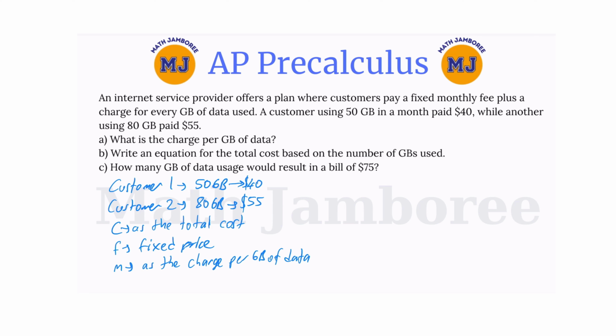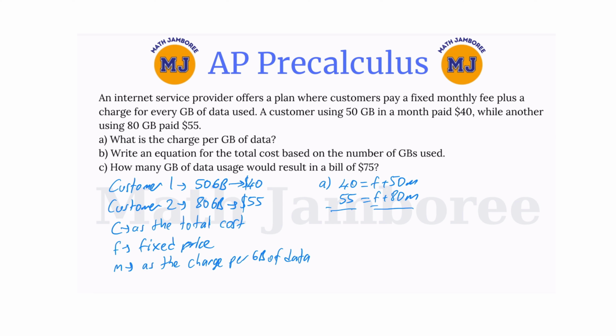So we can set up the equations for choice A. Now we're talking about 40 equals F plus 50M, and 55 equals F plus 80M. You can just subtract the equations from each other so that you can eliminate the fixed price.